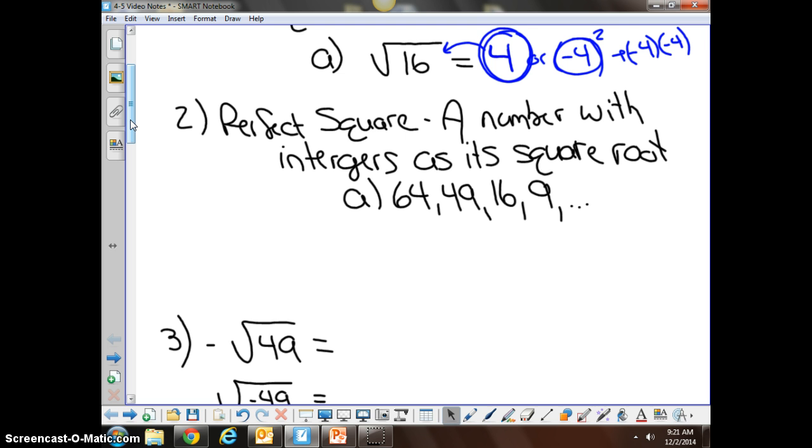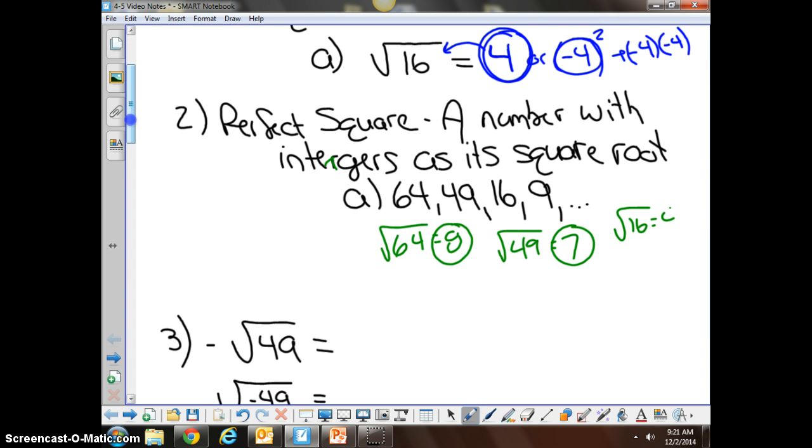A perfect square is a number with integers as a square root. Sorry for the misspelling. That shouldn't be there. Examples of perfect squares would be 64, 49, 16, and 9. Just a quick example, the square root of 64 is 8 because 8 times 8 is 64. The square root of 49 is 7 because 7 times 7 is 49. And again, these are principal square roots. Technically 8 and negative 8, and technically 7 and negative 7 work. The square root of 16 would be 4 or negative 4 if I'm asking for all square roots of 16. Principal square root again would be 4, and so on and so forth.